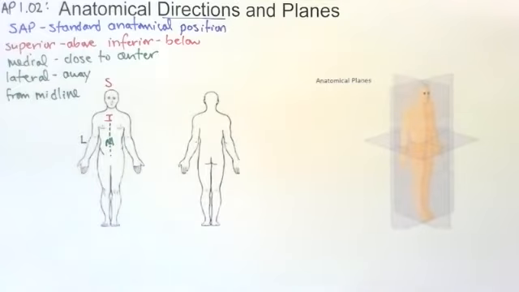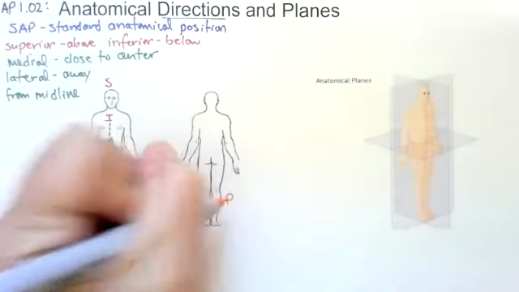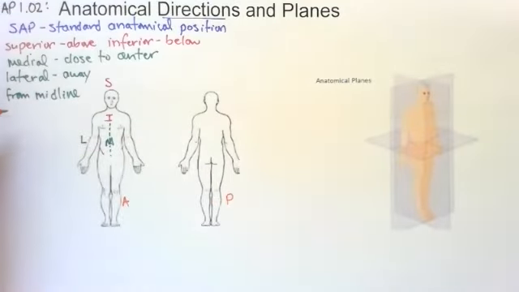All right, the next one is, I'm going to put an A over here and a P over here. A is anterior. We think of that as the front. P is posterior. And we think of that as the back.